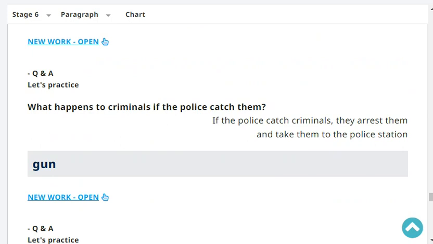If the police catch criminals, they arrest them and take them to the police station. Very good. Do you have to have permission from the state to own a gun in your country?